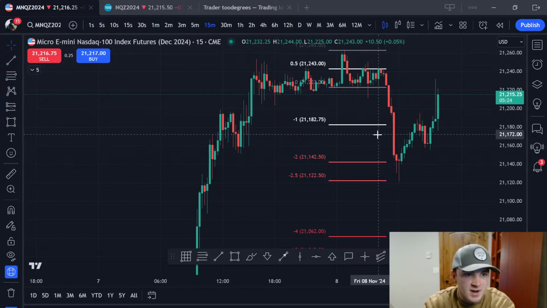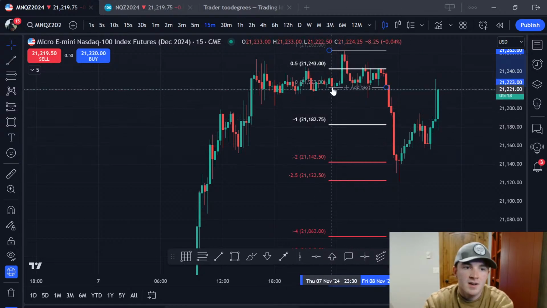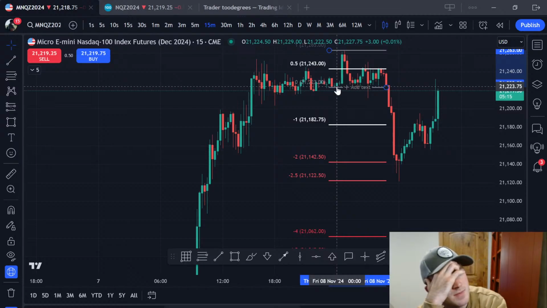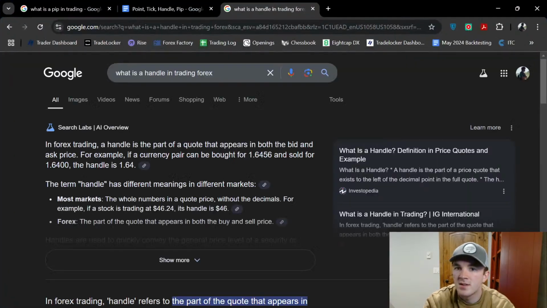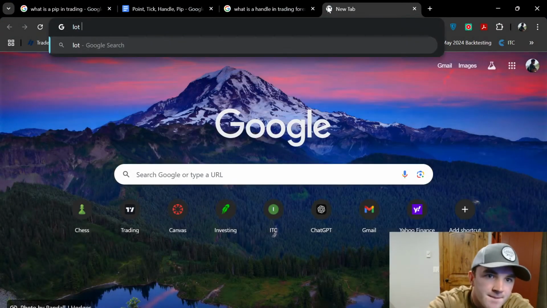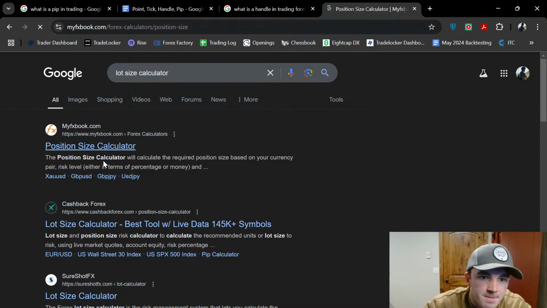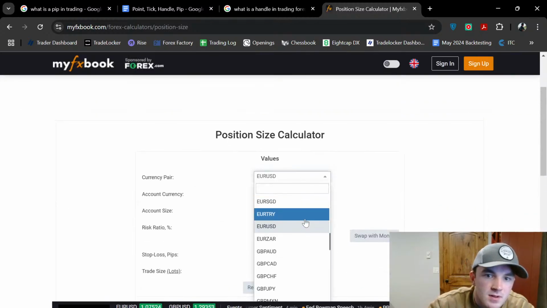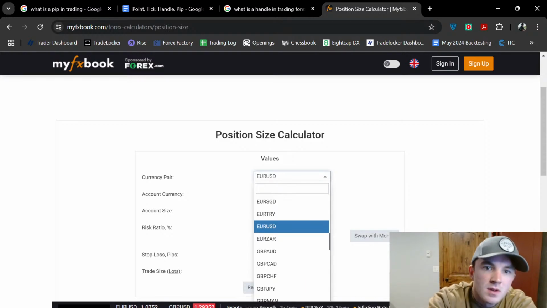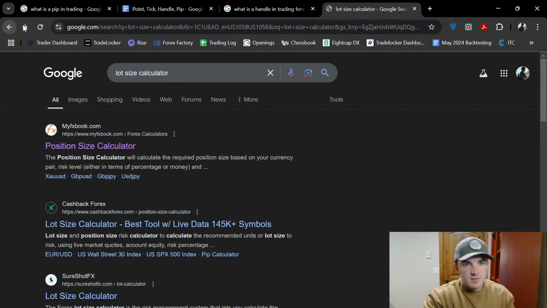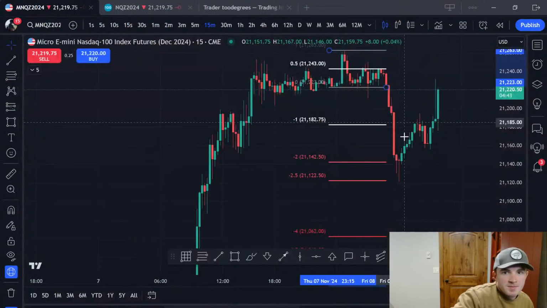You don't need to do it in your head. It takes about 1 second on a lot size calculator. Do I pull it up on Google? Like, how do I? I don't know. It's still kind of confusing for me.